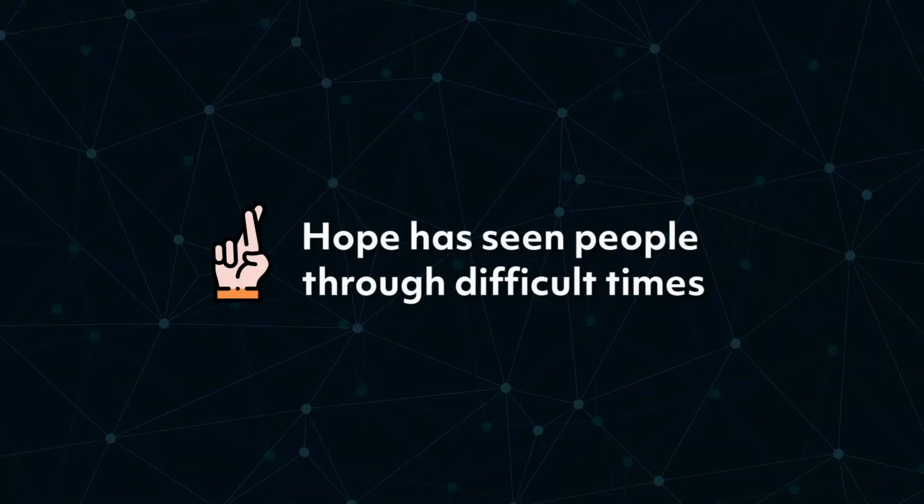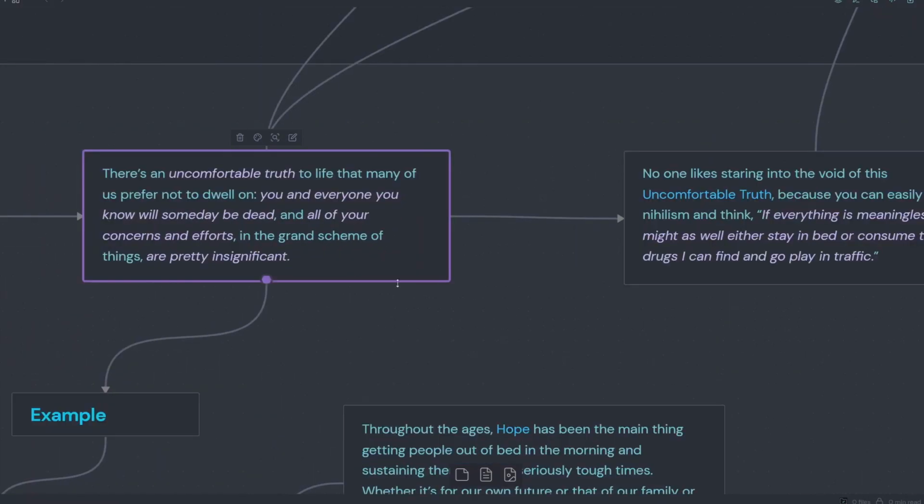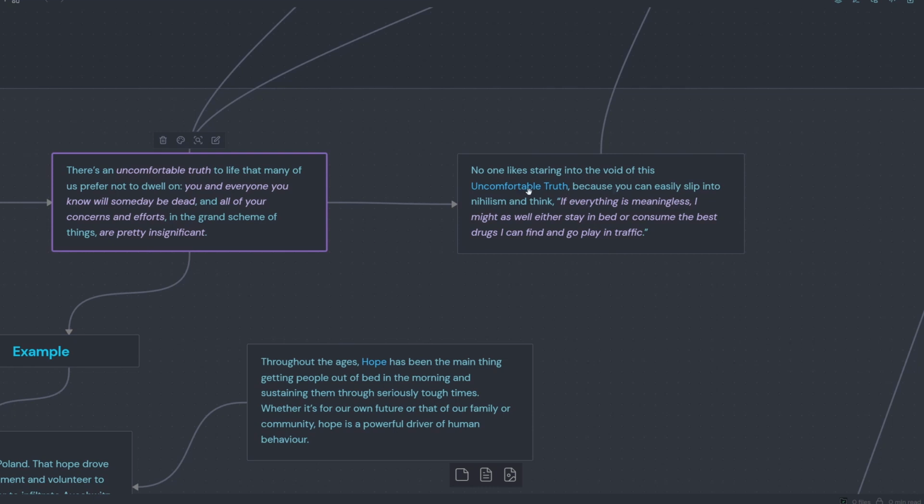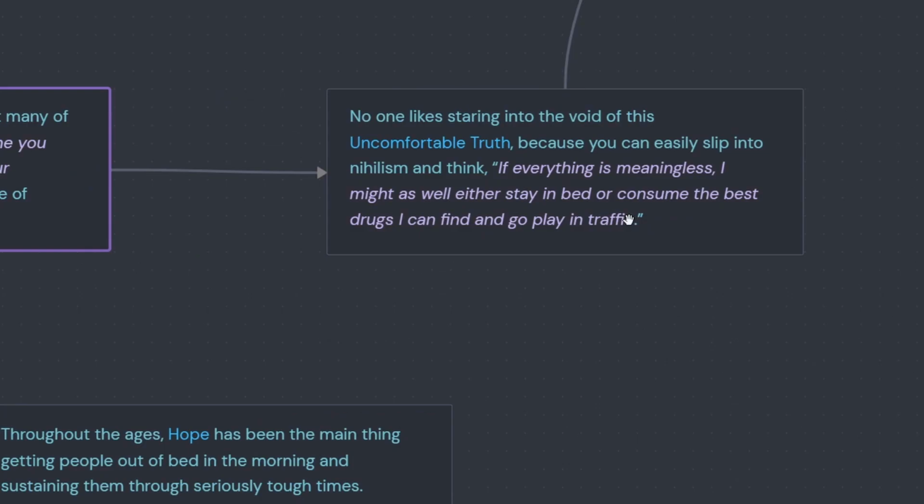Hope has seen people through some difficult times. There's an uncomfortable truth to life that many of us prefer not to dwell on. You and everyone you know will someday be dead, and all of your concerns and efforts in the grand scheme of things are pretty insignificant. No one likes staring into this void of uncomfortable truth because you can easily slip into nihilism and think, if everything is meaningless, I might as well either stay in bed or consume the best drugs I can find and go play in traffic.